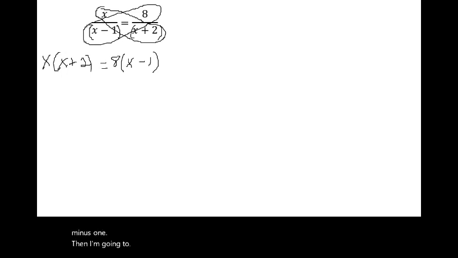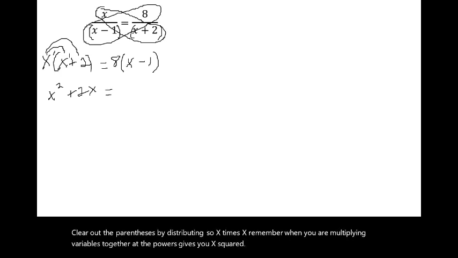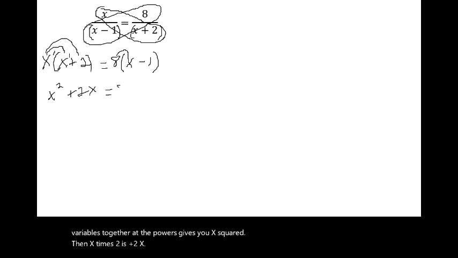clear out the parentheses by distributing. So x times x, remember when you are multiplying variables together, add the powers, gives you x squared. Then x times 2 is plus 2x. Equals, then I'm going to cross multiply over here. 8 times x is 8x, and then minus 8.